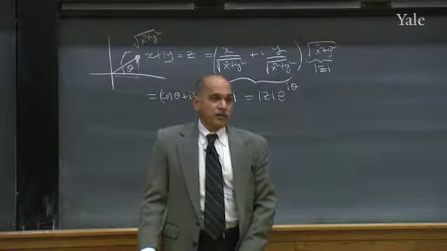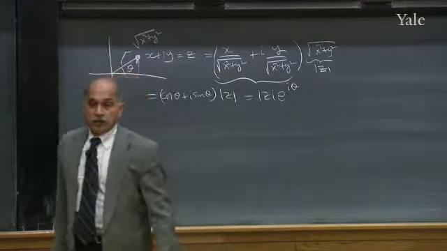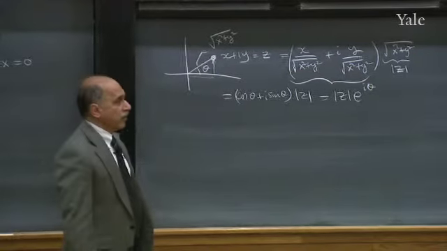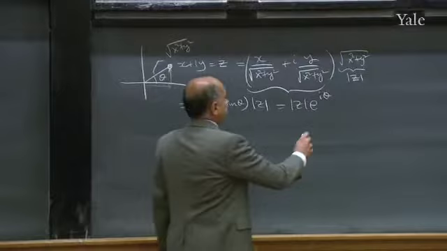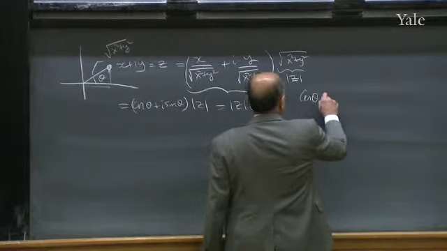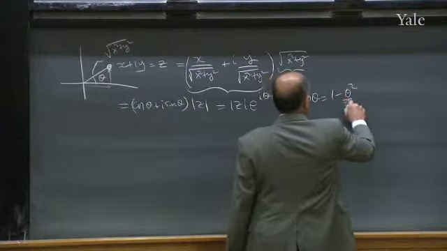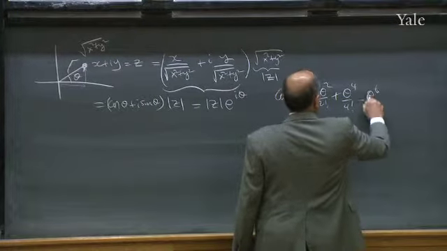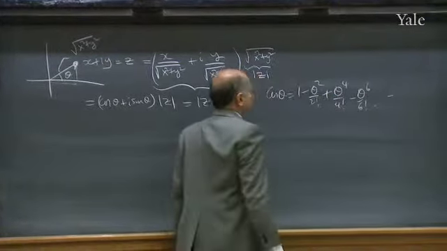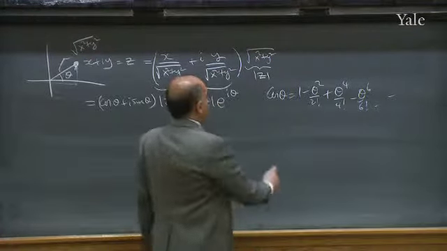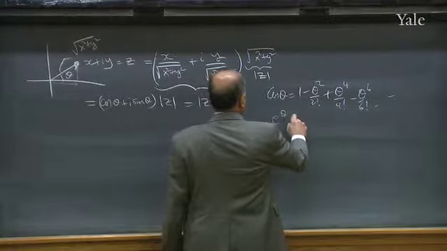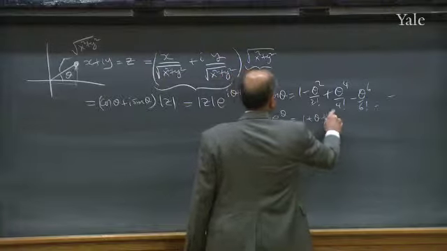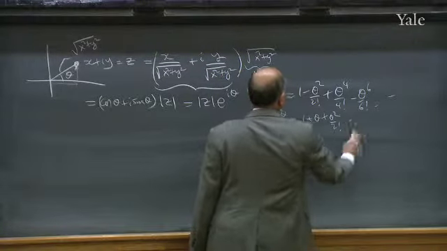Turns out you can write a power series for cosine. You can write a power series for sine. Then, for example, cosine of theta is equal to 1 minus theta squared over 2 factorial, plus theta to the 4 over 4 factorial, minus theta to the 6 over 6 factorial, etc. And you can write a power series for e to the theta, if you like, which is 1 plus theta plus theta squared over 2.